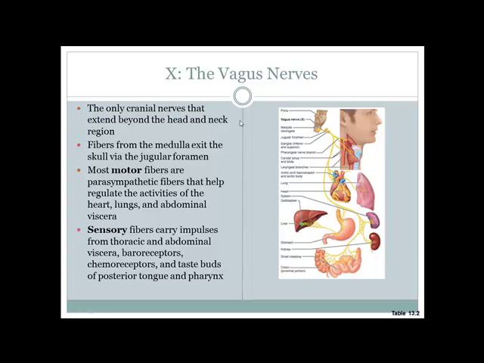Okay, vagus nerve, cranial nerve 10. This is going to be carrying information to basically all of your organs throughout the body. It's going to be mostly motor fibers that are parasympathetic in nature. They're going to help regulate the heart, the lungs, your digestive viscera, and they're going to be making sure that everything's working in proper proportion, or however it should be working at that moment in time. The sensory impulses are going to be carrying information from your abdomen, the baroreceptors, taste buds, and posterior tongue in the pharynx.